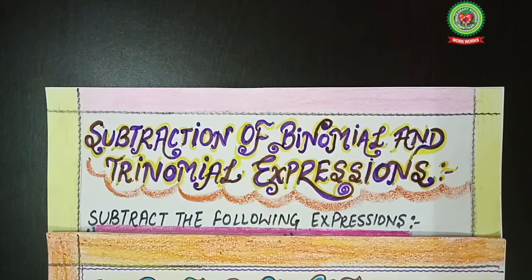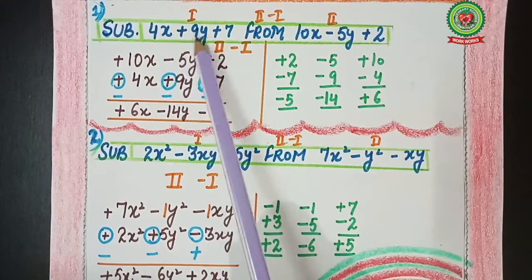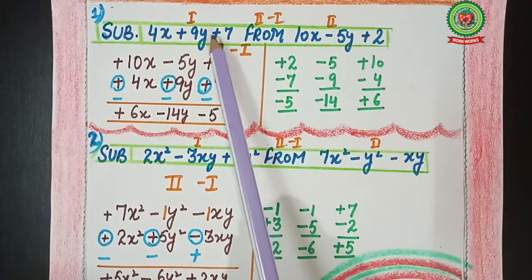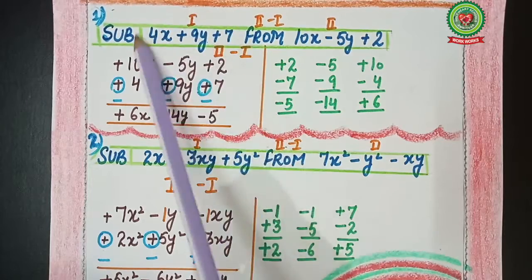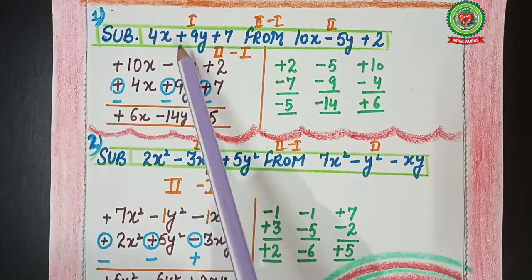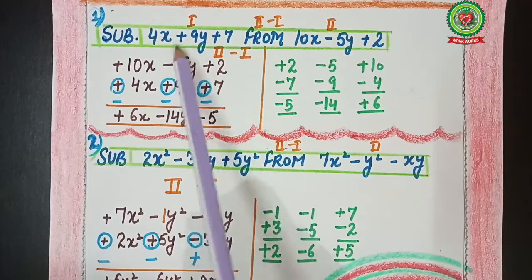Now here we will take a couple of examples to understand how we can apply these steps to subtract trinomial expressions. So first of all, read the statement. Subtract the following expressions. Subtract 4x plus 9y plus 7 from 10x minus 5y plus 2. Now which type of expression is this? Yes, you know, this is a trinomial expression. Why trinomial? Because tri means three terms. So a trinomial expression contains three terms.